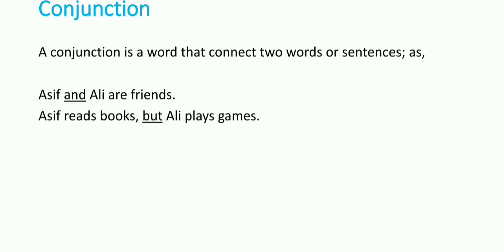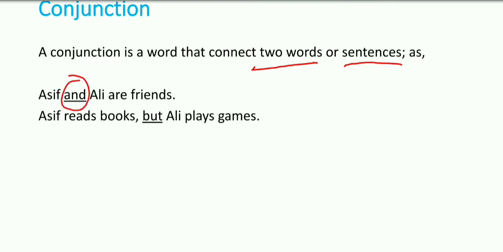Next comes the conjunction. A conjunction is a word that connects two words or sentences. By definition, it connects two words or two sentences with each other. In the first example, Asif and Ali are friends, Asif and Ali are two words, and they are joined by the word and. So and is called a conjunction. Then: Asif reads books, but Ali plays games. Here are two sentences, Asif reads books and Ali plays games. They are joined by the word but. So but is also called a conjunction.